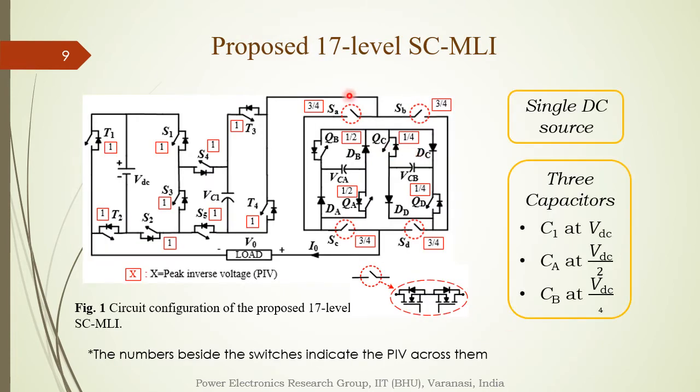And this is the proposed 17 level SMLI structure. Here you can see the peak inverse voltages. The red rail square shows the peak inverse voltage across all the switches. Here you can see that the PIV across all the switches is within VDC, or less than one VDC.